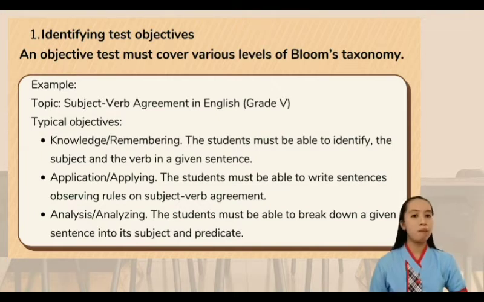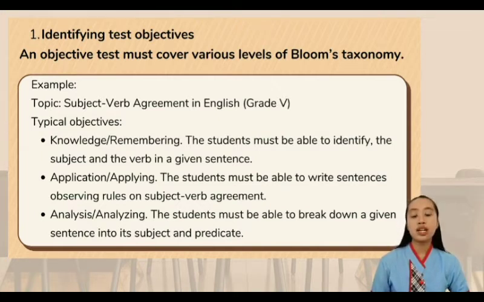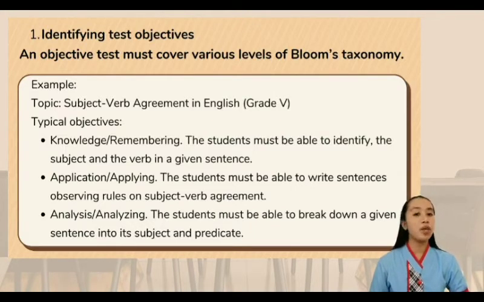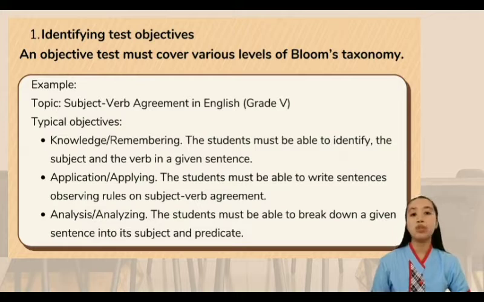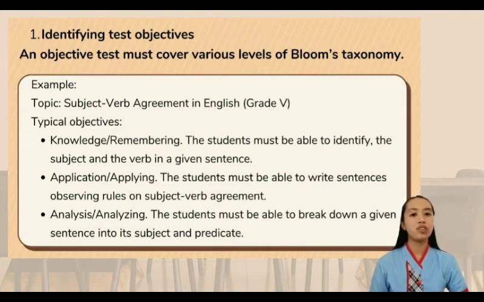So I have here an example. If we want to construct a test on the topic subject-verb agreement in English for a grade 5 class, the following are the typical objectives under Bloom's taxonomy. We have knowledge or remembering. The students must be able to identify the subject and the verb in a given sentence. For comprehension or understanding, the students must be able to determine the appropriate form of a verb to be used given the subject of a sentence.